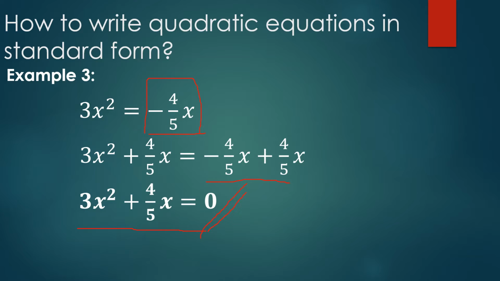It's time for us to determine the values of a, b, and c. As you can see on the final answer that we have, the value of a is 3. The value of b is 4 over 5. How about c? What is the value of c? Yes, that is equal to 0 because we can no longer see it in the equation. Okay?